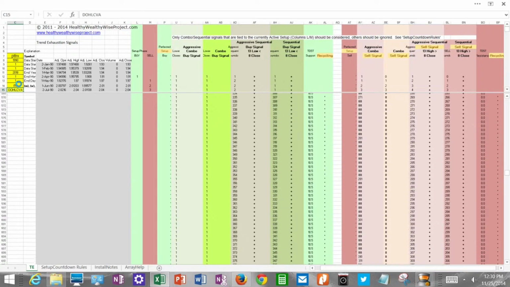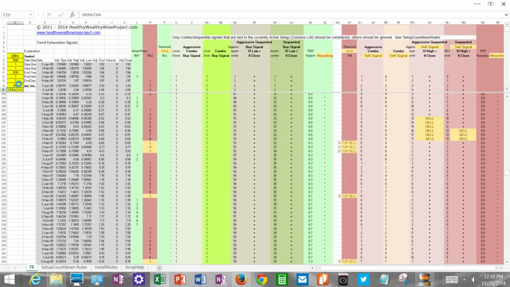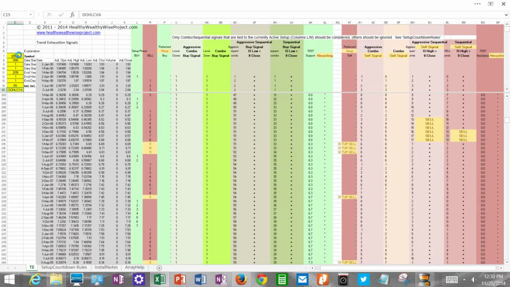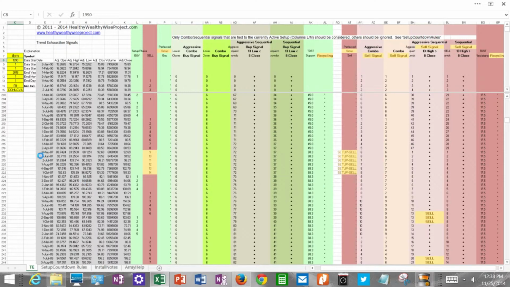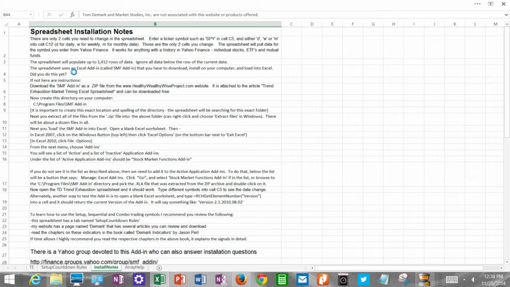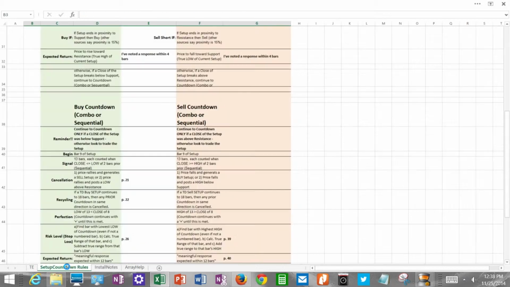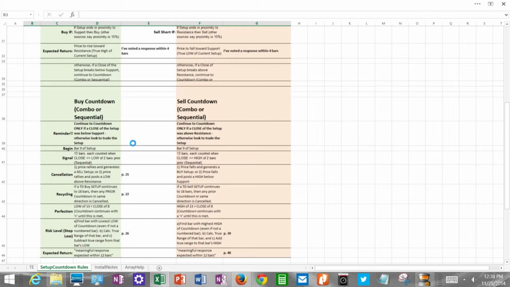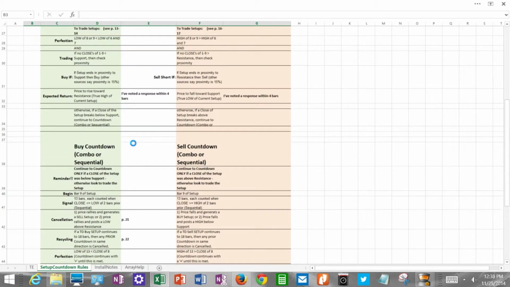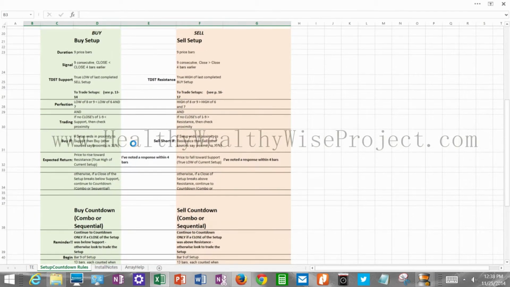These indicators are described. There's a section of the website dedicated to them. The spreadsheet does use an Excel financial add-in, which is available for free download from the website. Installation notes for that add-in and working with the spreadsheet itself are on the install notes. Rules for the indicators are on the tab Setup Countdown Rules. And again, there's a section of the website dedicated to these indicators. You can learn more about them.